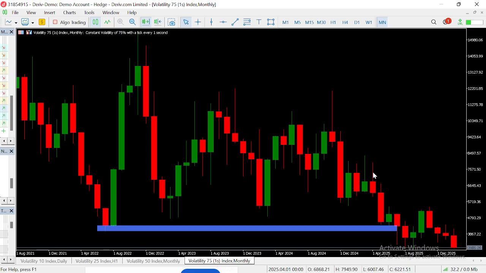Break of structure is basically when price breaks a support. Now this is a break of structure on the higher time frame, which is the monthly time frame. And it's a large one. Even this one too. Let me make it a little bit slim. So this is a break of structure.